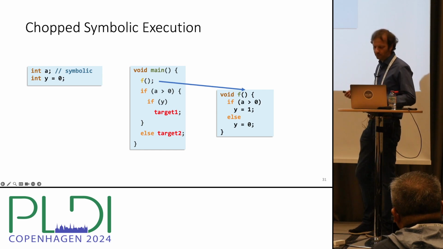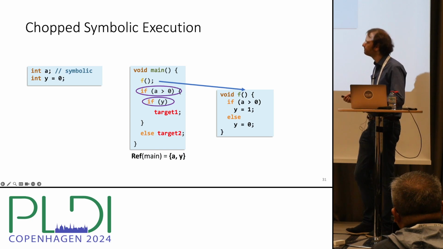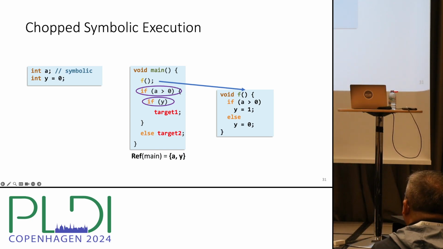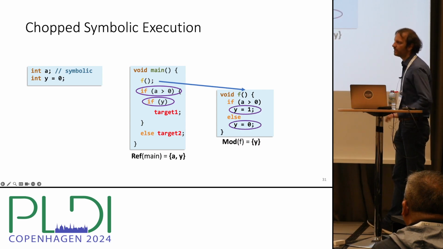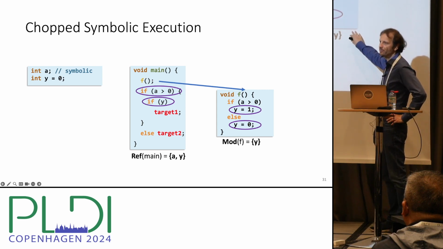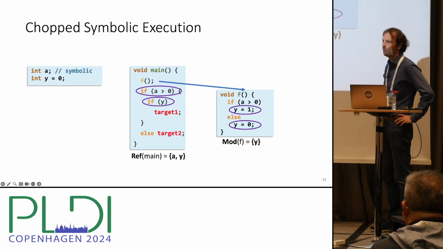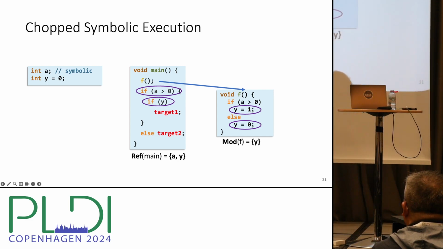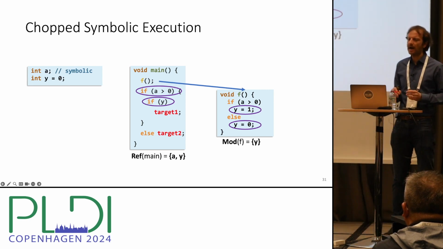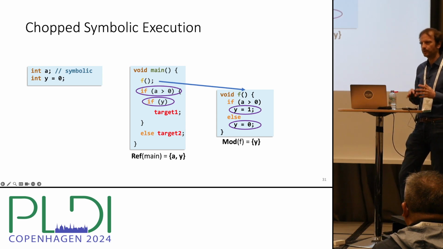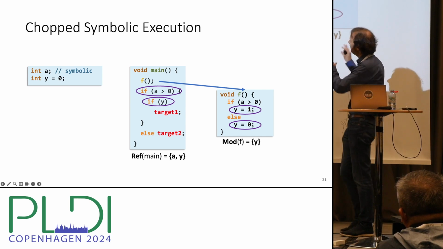But before we can skip it, we need to do a couple of things. First, we need to compute the ref set of main. I want to know what memory locations may be read in this code. So here, for instance, A and Y. And then I want to know what memory locations may be written by the code that I want to skip. So the mod set of F, which is Y. This can be done statically. You do need points-to analysis, and we're very happy to use Euler's SVF system for that. We also have a few other tricks which we can exploit in the context of symbolic execution, but I'm not going to focus on that.